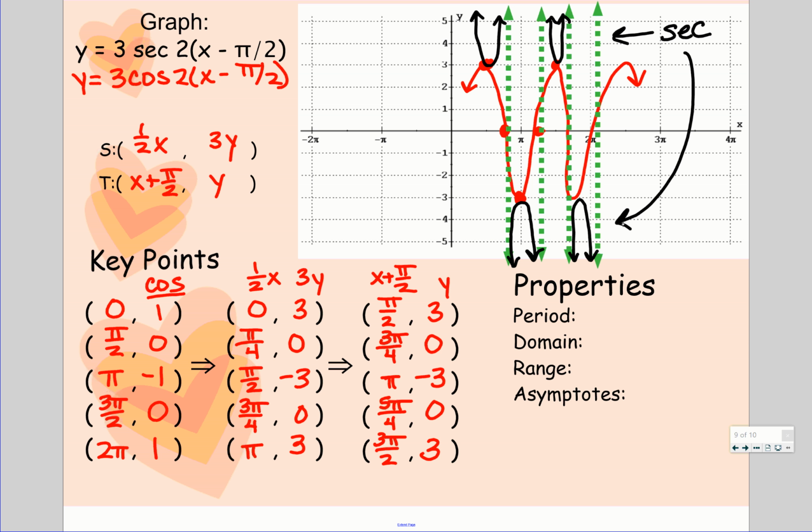All right, properties. If you want to do period, you can look at the picture. You can also, because we use sine and cosine to get these, revert back to 2 pi over b. B here was 2, 2 pi over 2, period is pi. Domain, all reals except our asymptotes. The range, we can see in the picture, negative infinity to negative 3, and then it jumps 3 to infinity.